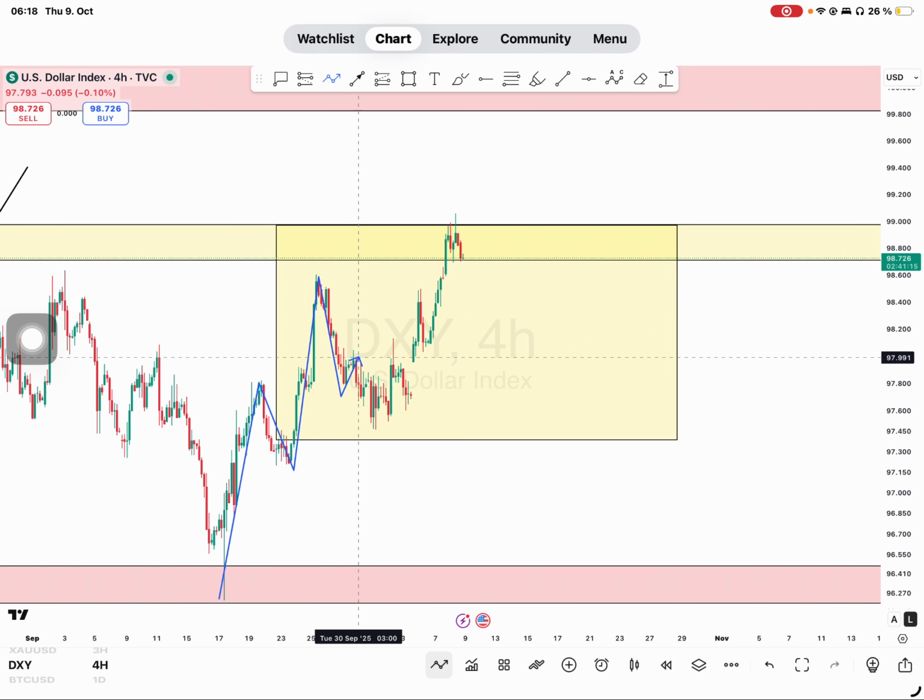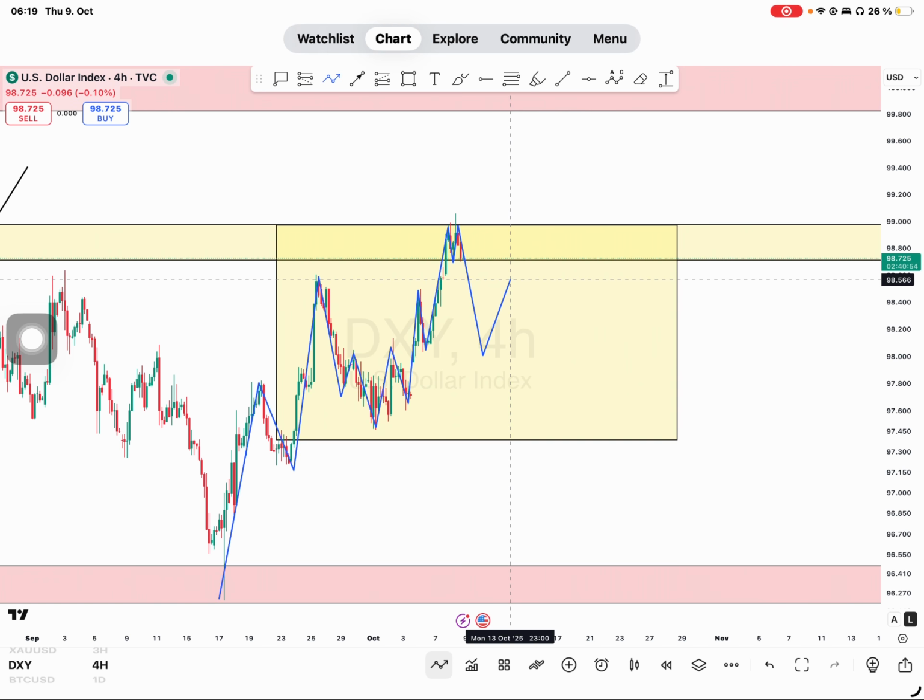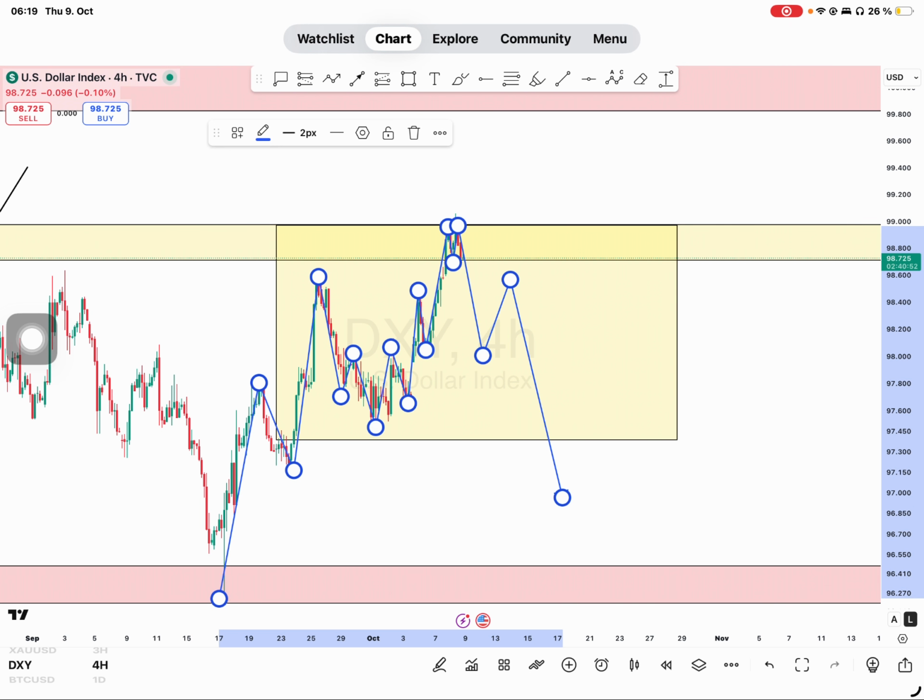Inverse head and shoulder. We have the left, we have the head, we have the right, and then after this inverse head and shoulder, price has moved within this uptrend. This uptrend, this is the last 4 hour support, which is not seen in daily, which has managed to pull back to this strong daily resistance, and we have seen a double top. So with the double top, I'm expecting a reversal back to this support before price will move back to this and then continue as a new trend in 4 hour.